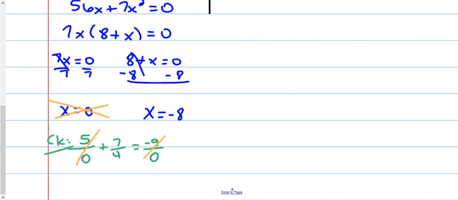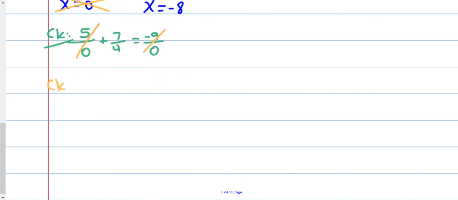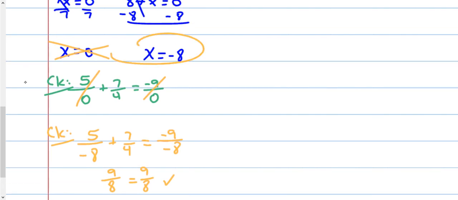Now go ahead and check your other answer, the negative 8. So I have 5 over negative 8 plus 7 fourths, and it should come out to equal negative 9 over negative 8. Well, if I add the negative 5 over 8 and the 7 over 4, I am going to get 9 over 8. And on the right side, negative divided by negative is positive 9 over 8. So it checks out, which means that x equals negative 8 is a good answer.